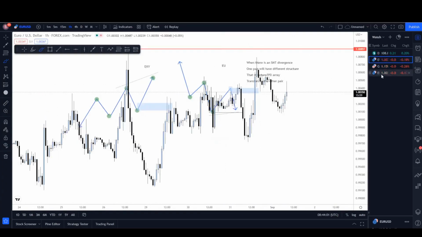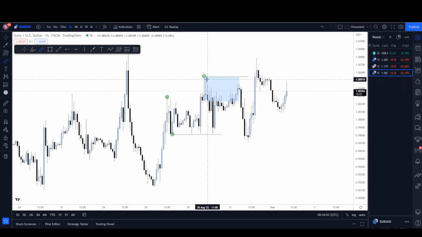So if we take that to EU, instead of EU making that high high, potentially if dollar and EU weren't inverted and they were the same, dollar would have made a lower low, making this a pullback into this zone here to sell off. So basically the dollar structure transfers over to EU, and that relevant structure point on dollar becomes a relevant point on EU that you have to observe.